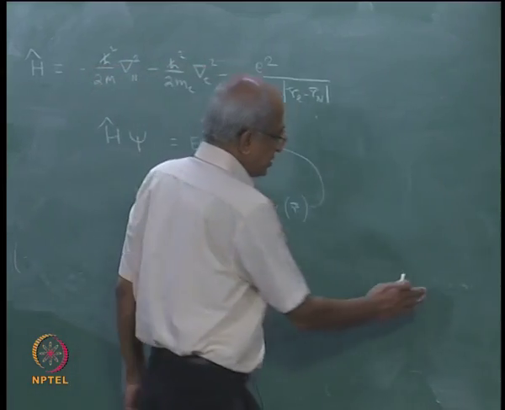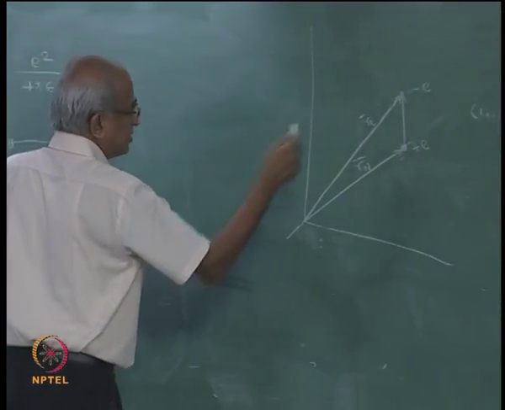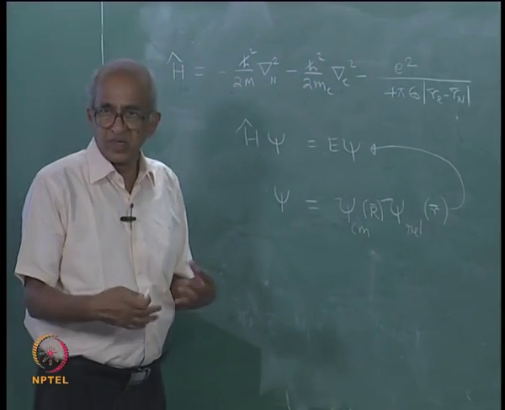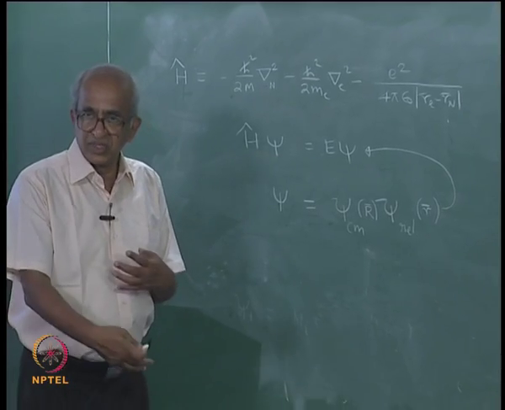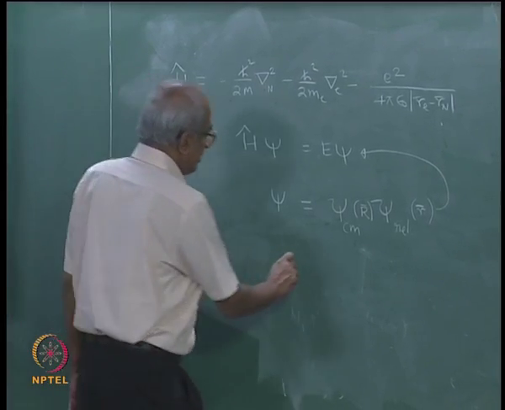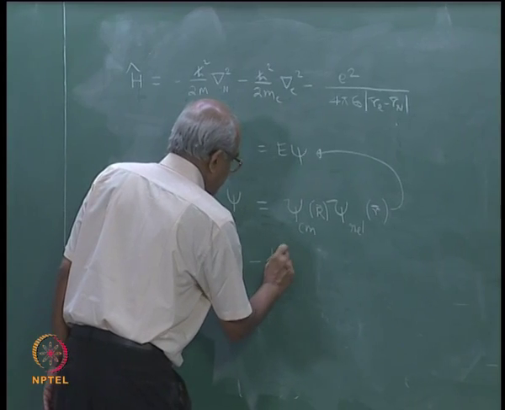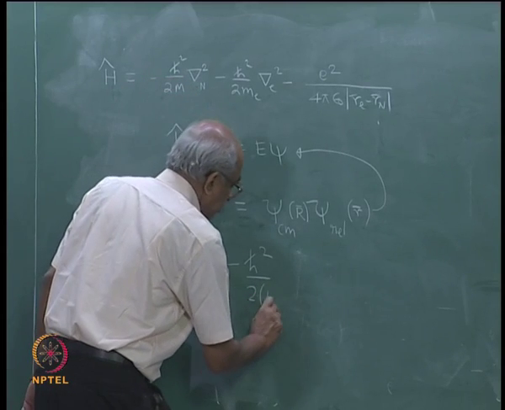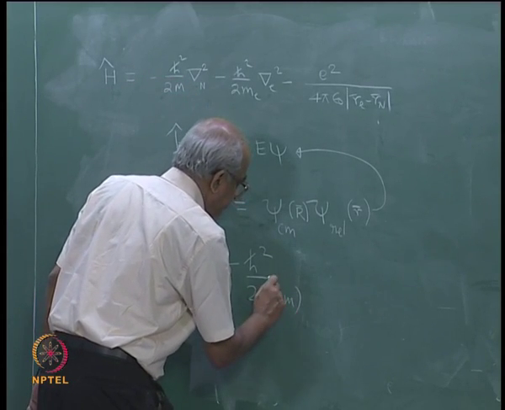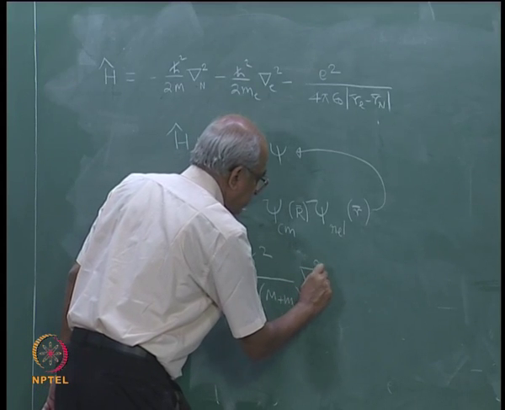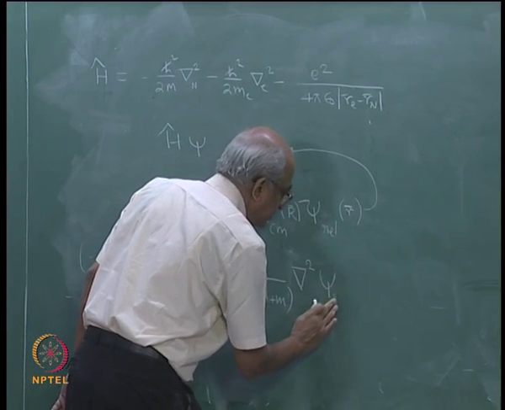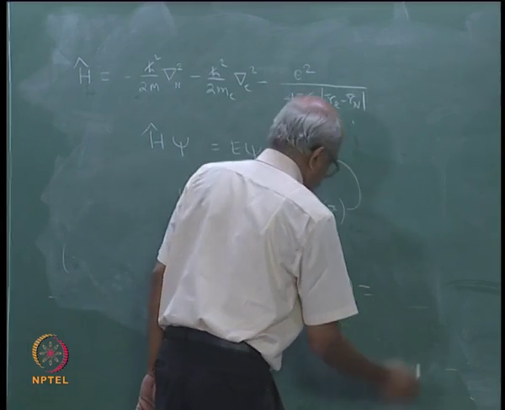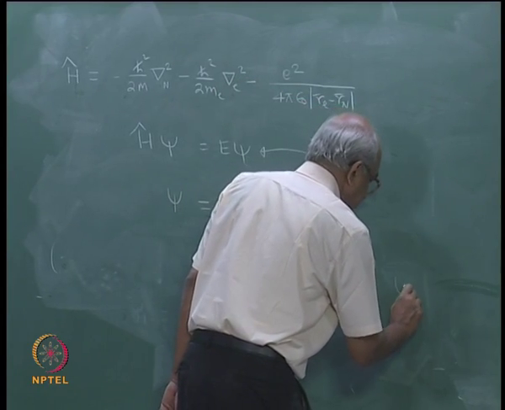So, what are those equations? The way they come out is fairly easy, because we have done this method of separation of variables once. I am not going to go through the procedure. The procedure is not difficult. What happens is you will get minus h cross square by 2 times capital M plus small m, del square operating upon psi center of mass, must be equal to a constant times psi center of mass.